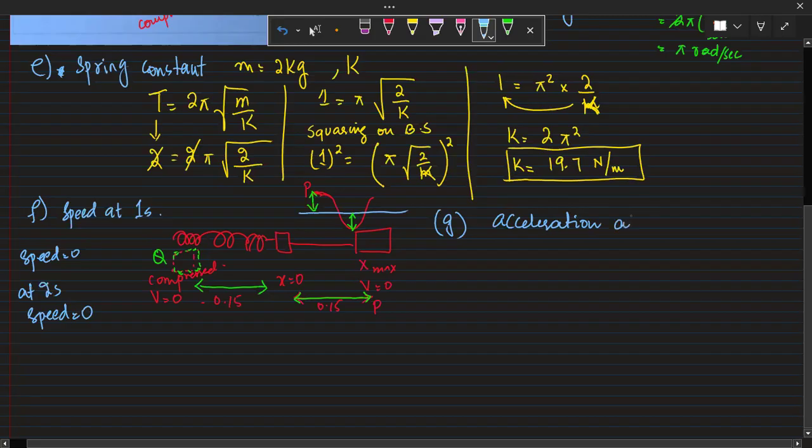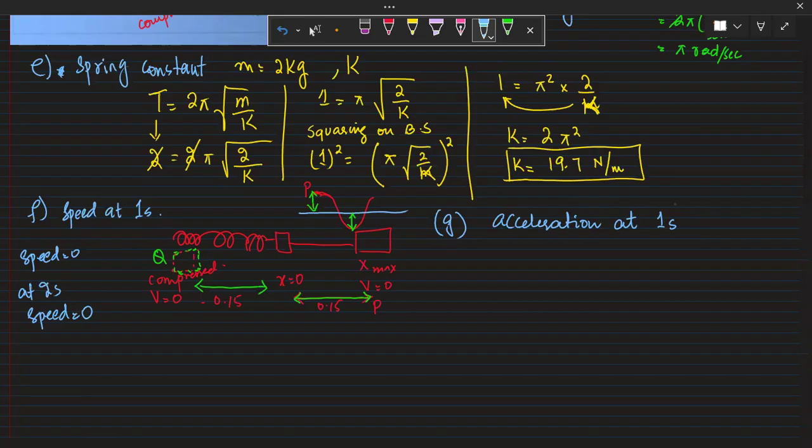Okay. Acceleration at 1 second. What we know is that at 1 second the spring is completely compressed, right? From the graph you can see the spring is at maximum point, at extreme points, from the equilibrium position. So how will we find the magnitude of the acceleration?